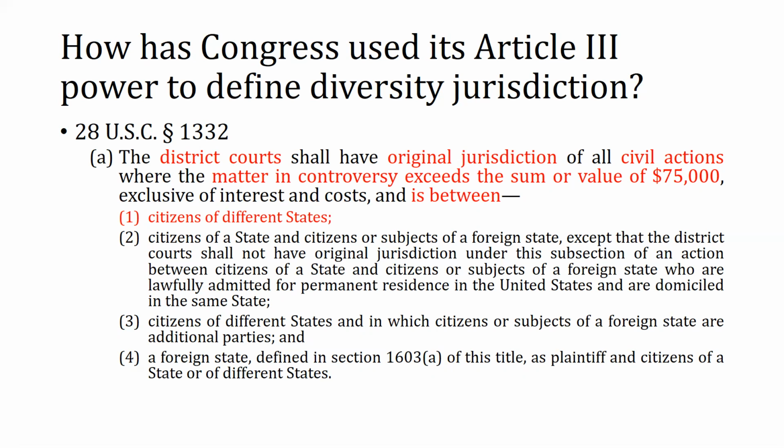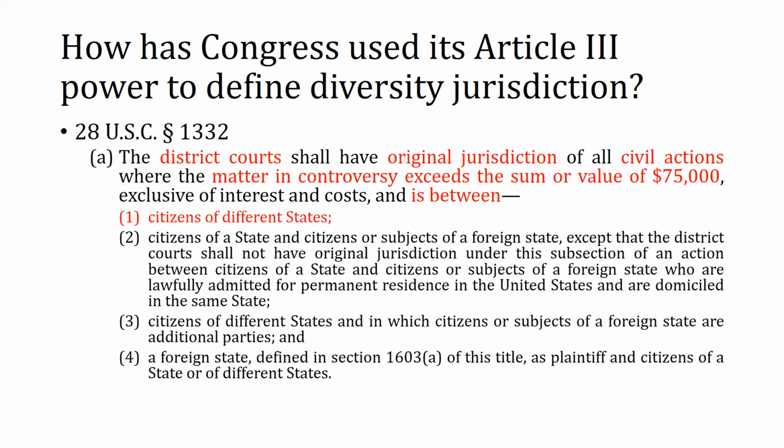So 28 USC Section 1332, subsection A in particular, tells us that the US district courts shall have original jurisdiction. That means the case begins there, as opposed to appellate jurisdiction, which means the case can be appealed there after it has begun somewhere else. So we're not worried about appeals right now, we're worried about where cases begin.